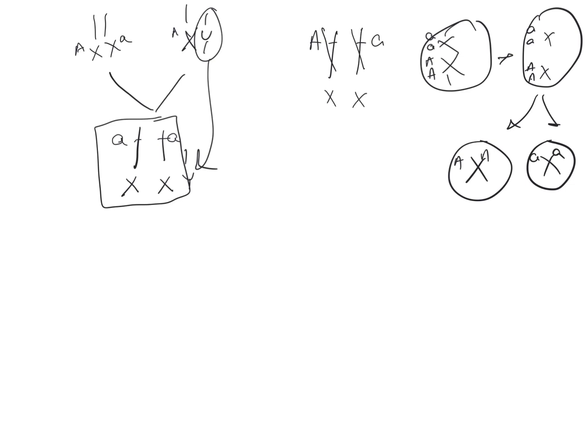So is there a way to get two copies of little a? Well, yeah. If these fail to split so that both copies end up in the same egg, that's the way to get this little a, little a. So it happened in mom in meiosis 2.